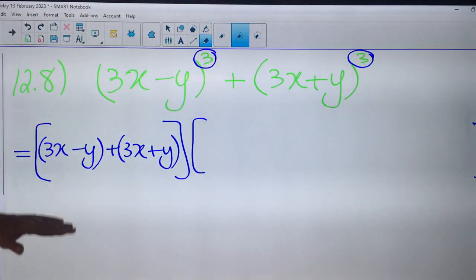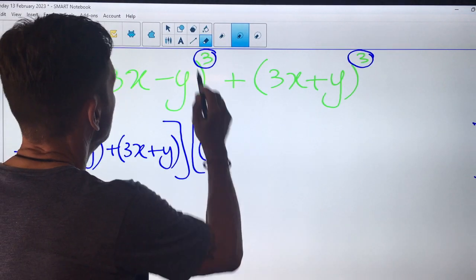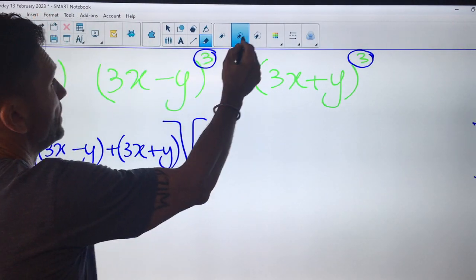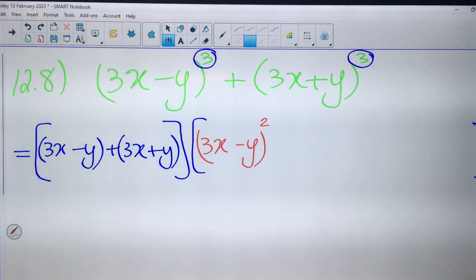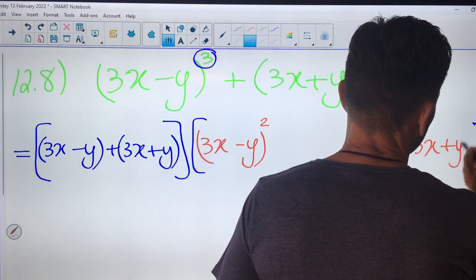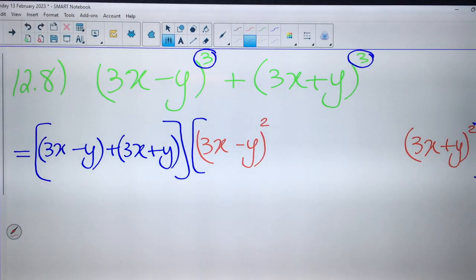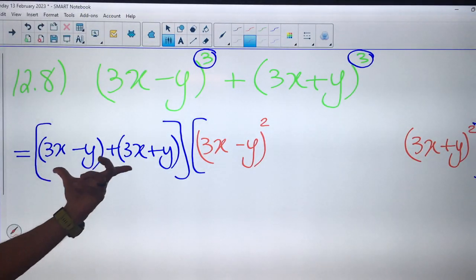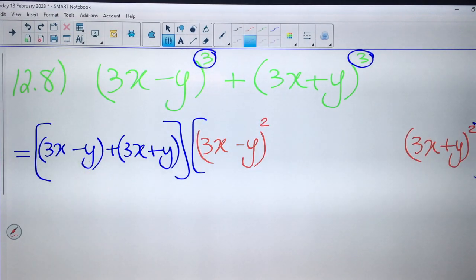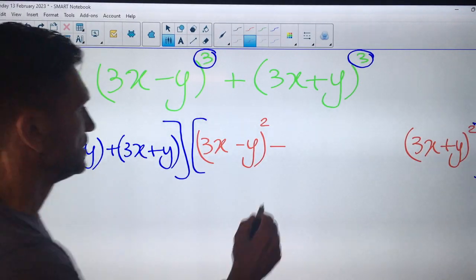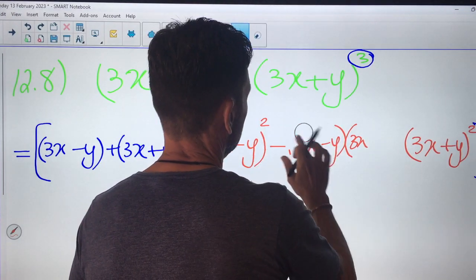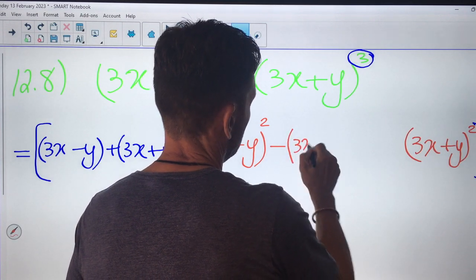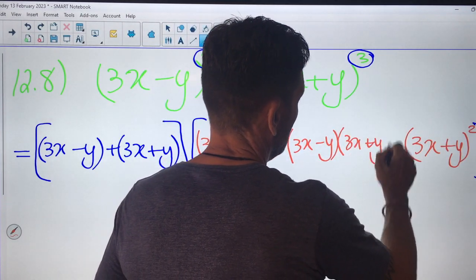So what do we do for the first one here? We square the first one. So that will be 3x minus y squared. It's this one squared. Then that one squared, 3x plus y. And then the middle one is we're multiplying these two to each other. So we'll have a negative here, and this one times that one, so that will be 3x minus y and 3x plus y.